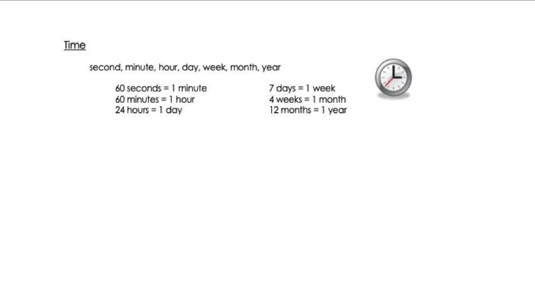60 seconds is 1 minute. 60 minutes is 1 hour. 24 hours make 1 day. 7 days is a week. 4 weeks is a month. And 12 months is 1 year.